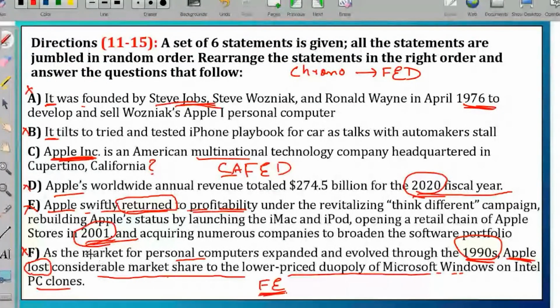कैसे? कि एप्पल रिटर्न्ड. कहां से रिटर्न हो गया? रिटर्न टू प्रॉफिटेबिलिटी. मतलब प्रॉफिट कमाने लग गया वापस से. मतलब पहले कहीं पे तो लॉस में गया होगा. अब दैट हैज बीन शोन इन स्टेटमेंट एफ, दैट एप्पल लॉस्ट कंसिडरेबल मार्केट शेयर एंड देन इट रिटर्न. तो एफ के बाद ई आएगा, तो सी ए एफ ई बन गया, एंड देन योर डी. करेक्ट.